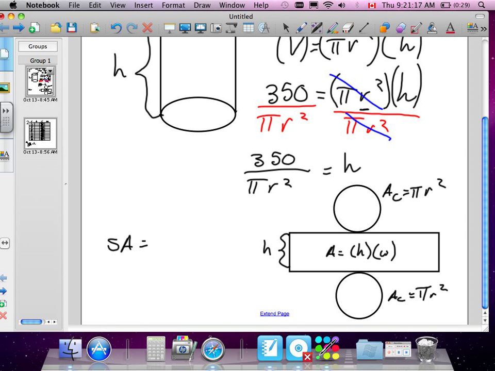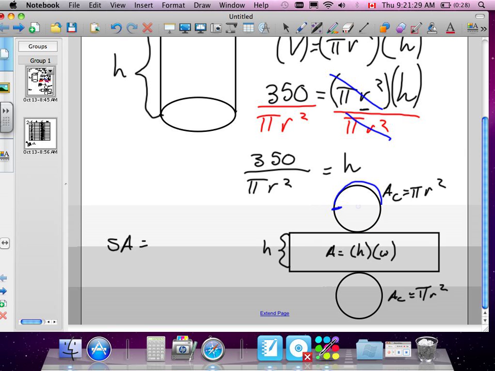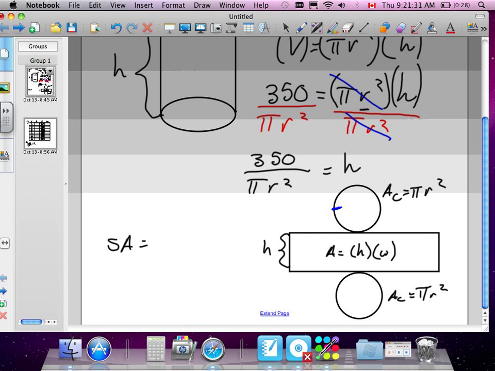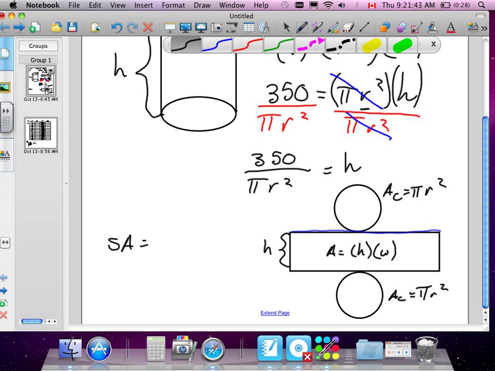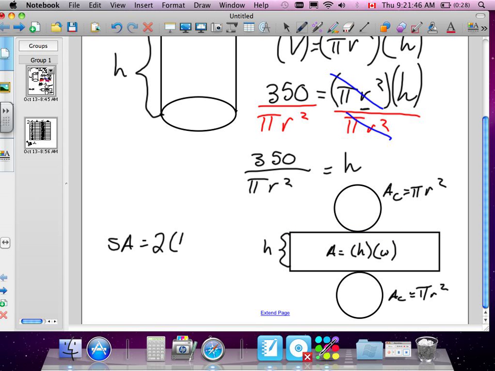Close. Getting there. What was that, James? Circumference. The circumference of this circle, so going all the way around this circle is the same distance as this on the rectangle. Okay? So we need to find the surface area. The surface area of this object is going to be the area of two circles plus the area of a rectangle, and we're going to substitute in for these areas.